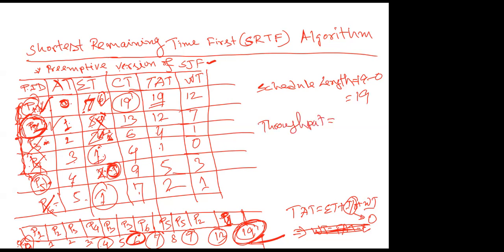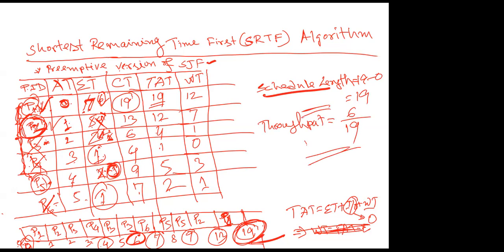Throughput equals the total number of processes, 6, divided by the schedule length, 6 minus 19. Okay, this is the throughput for SRTF.